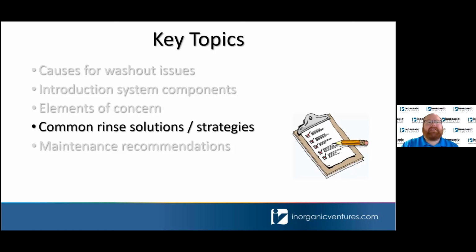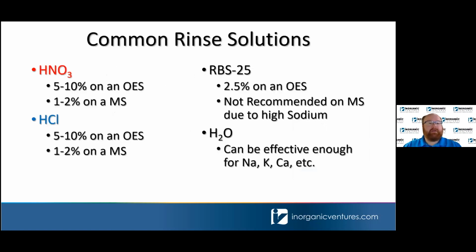So the next thing I'm going to talk about is common rinse solutions and strategies. First off, we're going to talk about your basic rinses. Most of us in the lab use nitric acid as our primary rinse, and many folks will also use HCl or a combination of those two. If you're using an ICP OES, usually you're running higher level solutions, so 5 to 10% by volume is usually appropriate. And folks that are using mass spec typically like to reduce the load on their plasma to make sure the lenses don't get as dirty, so we kind of keep it to 1 to 2%.